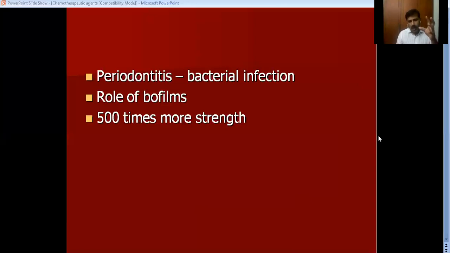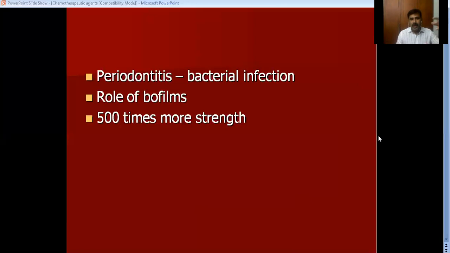So the ultimate aim of periodontal therapy is basically to remove these microorganisms. And once you have controlled or removed these microorganisms, you can control periodontal disease. But the difficulty in removing these microorganisms is that they are usually seen in a biofilm-like state. I think when we discussed periodontal microbiology, I discussed what a biofilm really is.